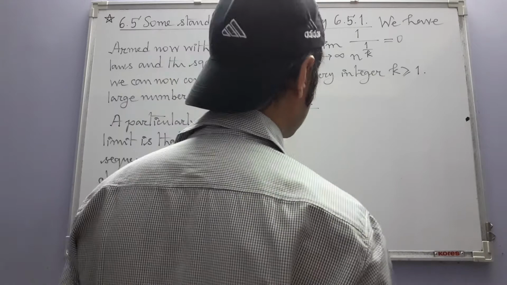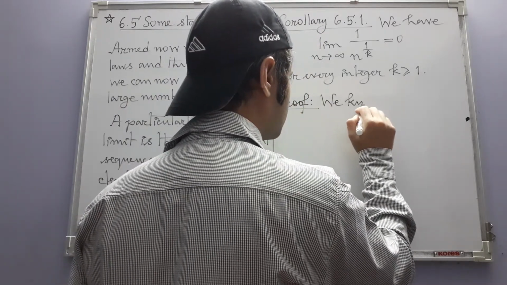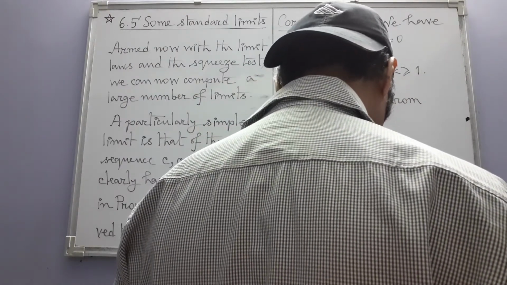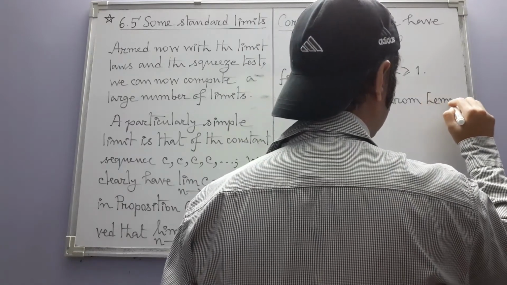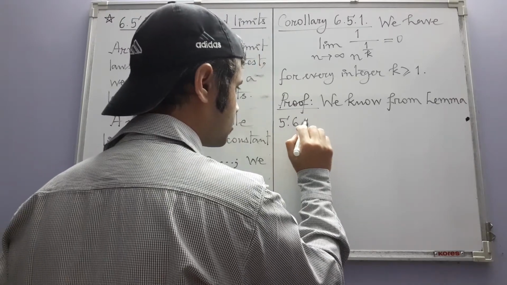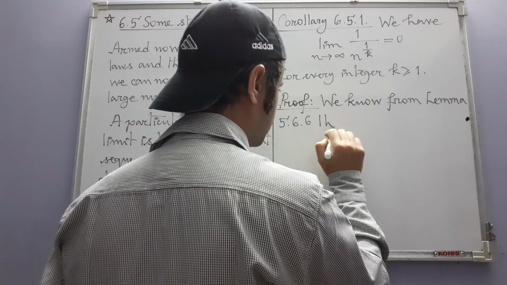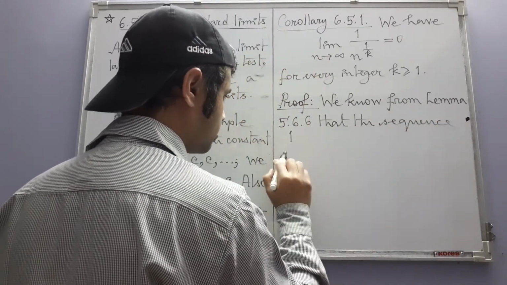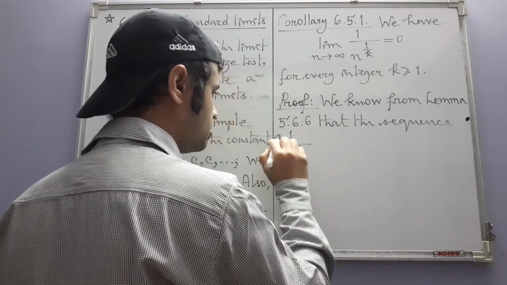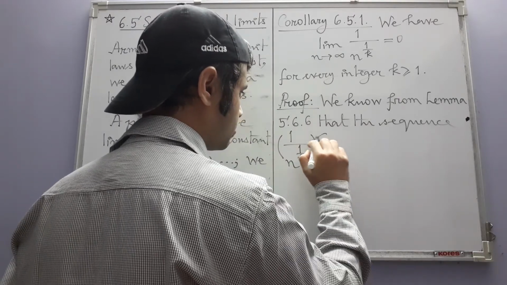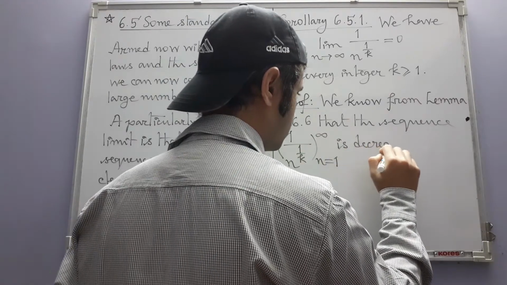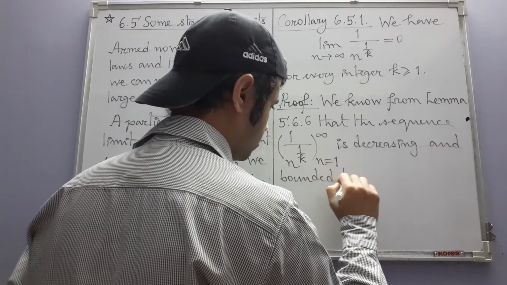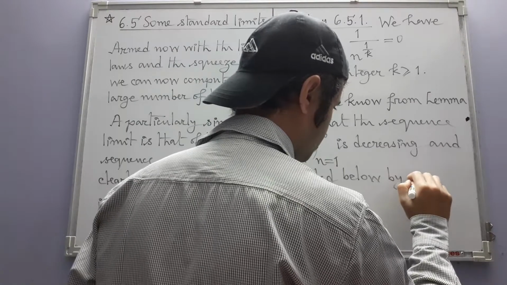Okay, so the proof starts like this. We know from what is that result, lemma or corollary or theorem, lemma 5.6, that this sequence is decreasing and bounded below by 0.